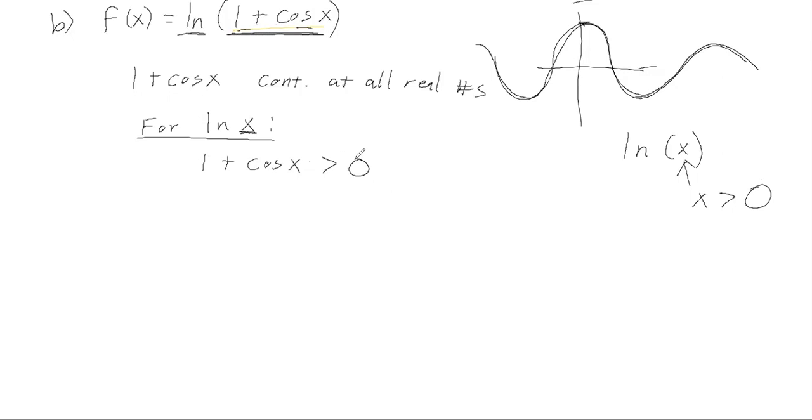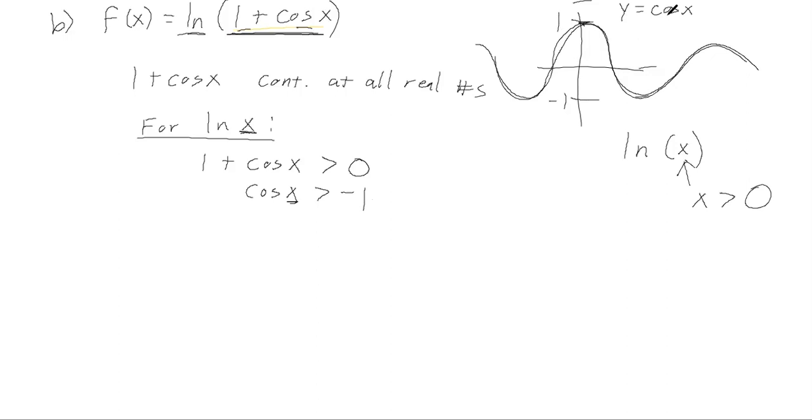Now, let's go ahead and solve this. If I solve this, I get cosine of x is greater than -1, if I subtract 1 from both sides. And I want to find all values of x where the cosine of x is greater than -1. Let's think about this for a second. Here is the cosine function. That was -1, that was 1. That's y is equal to the cosine of x.